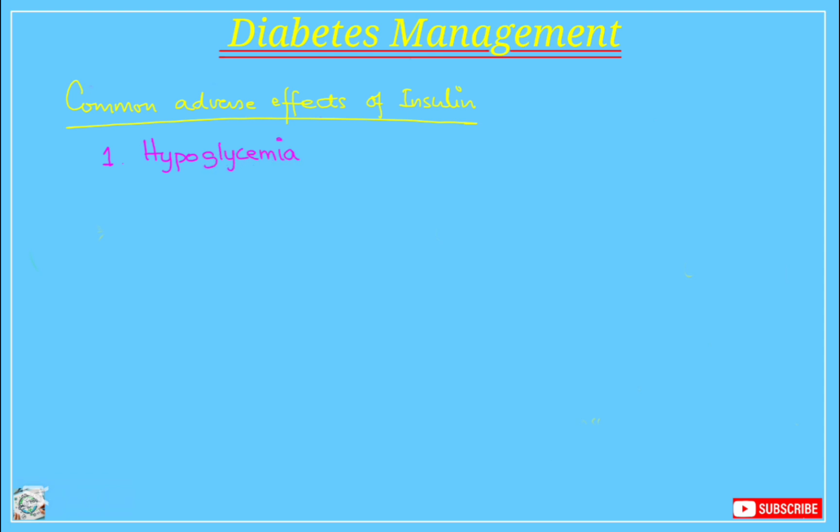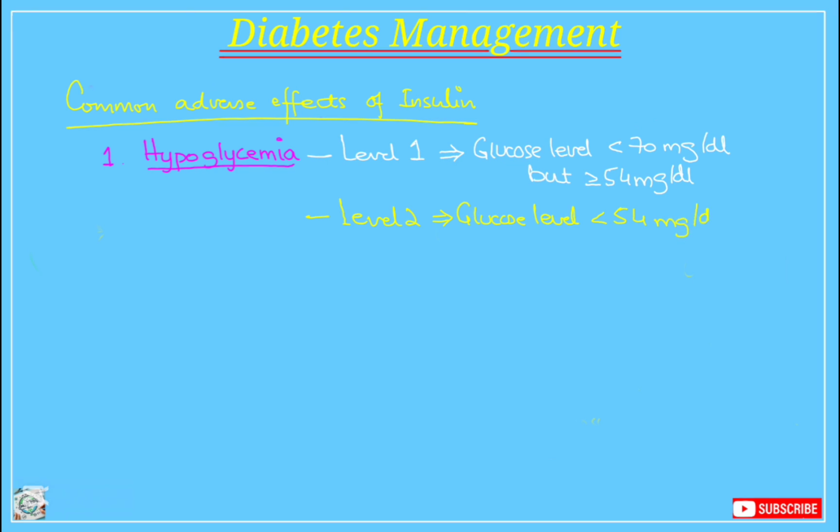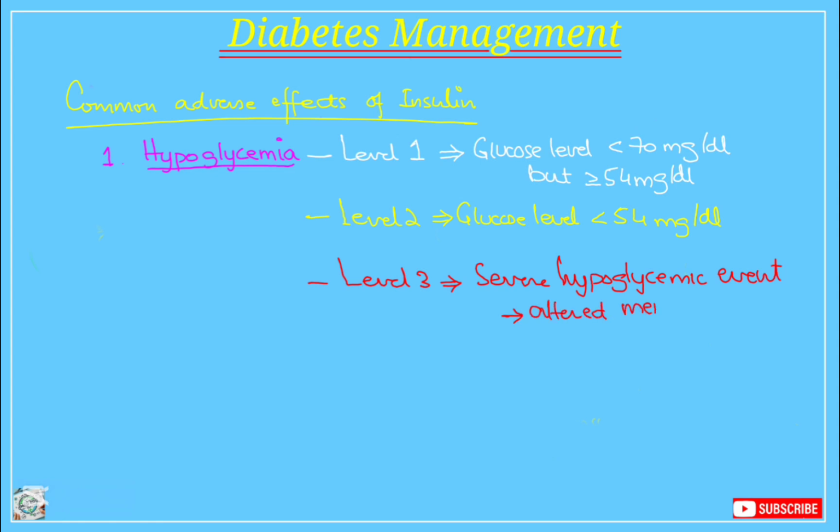It is classified into 3 levels. In level 1, the blood sugar drops below 70 mg per dl but stays above 54 mg per dl. At this stage, the symptoms may start appearing, but the person can usually manage it themselves by consuming carbohydrates. In level 2, the blood sugar falls below 54 mg per dl. This is a more serious stage that increases the risk of cognitive impairment. In level 3, this is the severe hypoglycemia, where the blood sugar may still be above 54 mg per dl but is low enough to cause altered mental or physical status requiring assistance from another person.